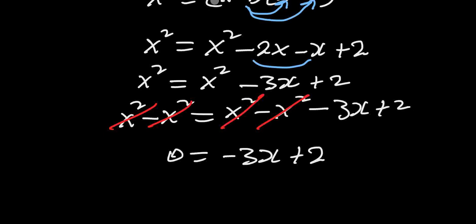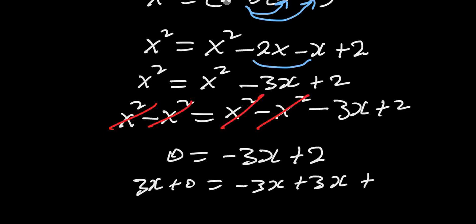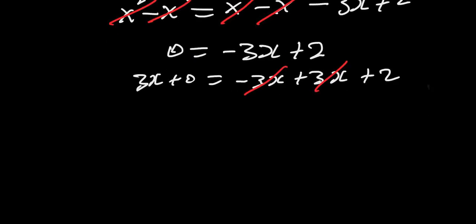So we can add 3x to both sides, and this will become 3x plus 0 is equal to -3x plus 3x plus 2. So -3x plus 3x is 0, so this is out. So now 3x plus 0 is 3x, and this is equal to 2.